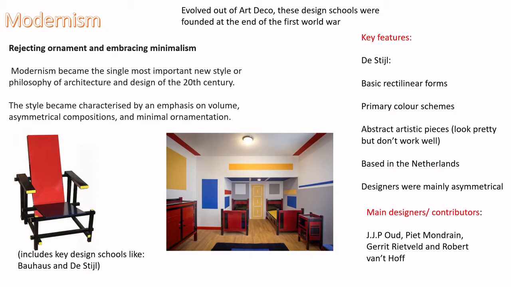Which I know is a bit of an oxymoron, when we said we're rejecting decorative pieces. But what that means is having excess decoration on the pieces. It's things like these chairs, if you sit on them, they are not comfortable to sit on. They are decorative designs as it is. And the basic designs are asymmetrical, so you can cut them in half and they kind of mirror over. So the most common ones are J.J.P. Oud. I'm going to butcher all of these names. Piet Mondrian, Gerrit Rietveld, and Robert van 't Hoff. I think I got that last one right.